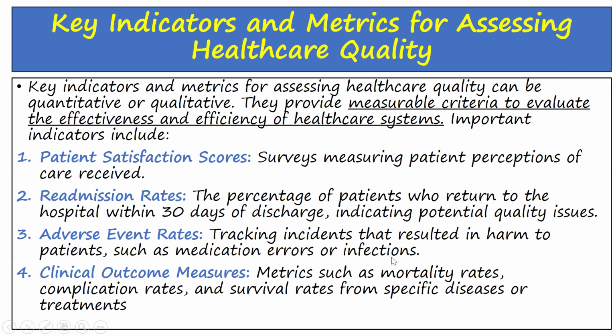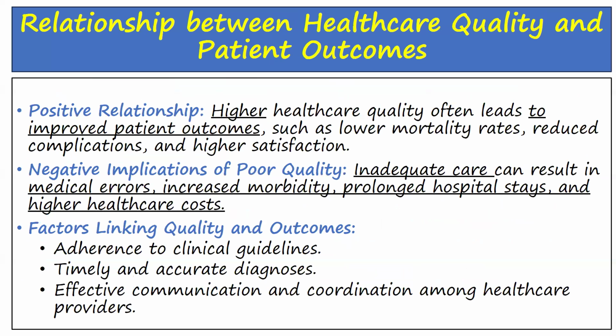If you want to know if a hospital has good quality, we can track the number of medical errors, the number of surgical errors. Clinical outcomes measures, metrics such as mortality rates. How many patients, how many kids maybe died at Hayat Hospital or at Boroma International Hospital this year? Complication rates and survival rates from specific diseases or treatment. So all these metrics can help us to know if there is quality.